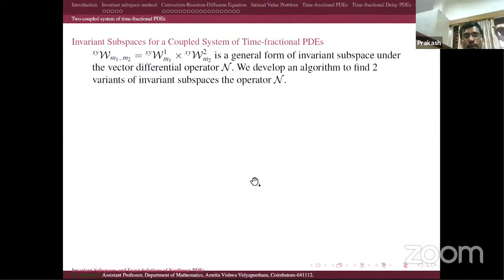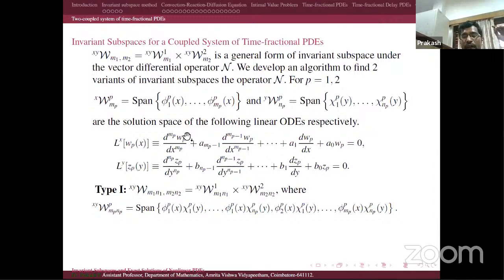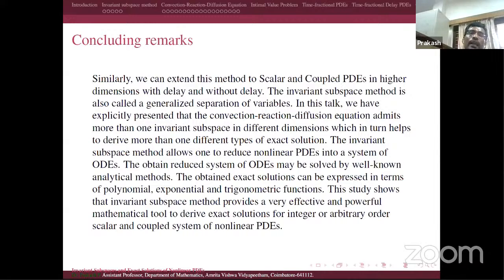So here also we can assume the linear space is defined as the solution of the following linear ODEs. Here we can write two types of invariant subspaces, type 1 and type 2. The dimensions are different: in one case we write a separable form, and in the other we write the function alone, because the first linear space has dimension m1 and the other n1, giving m1 plus n1. So similarly, we can extend this method to scalar and coupled PDEs in higher dimension with delay and without delay.